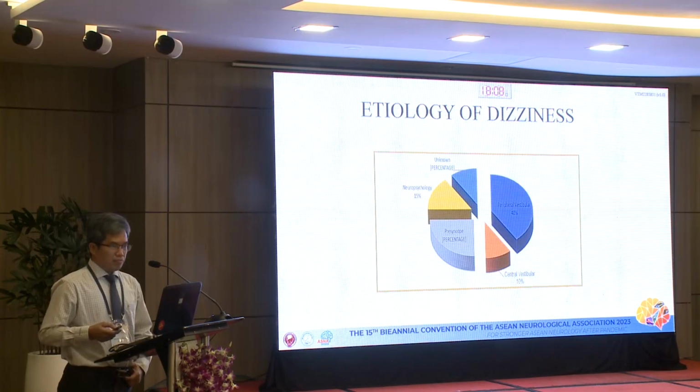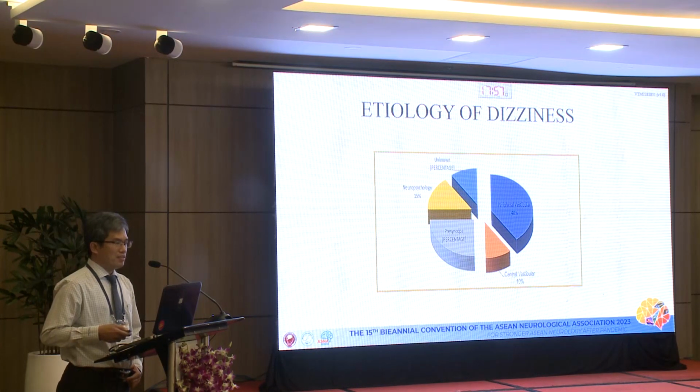Here is the main etiology of the dizziness. We can see here that around half of them have a vestibular origin, either peripheral or central. And all of us are afraid of the central cause of the dizziness. And we also have the syncope cause, and also the neuropsychology cause of the dizziness.